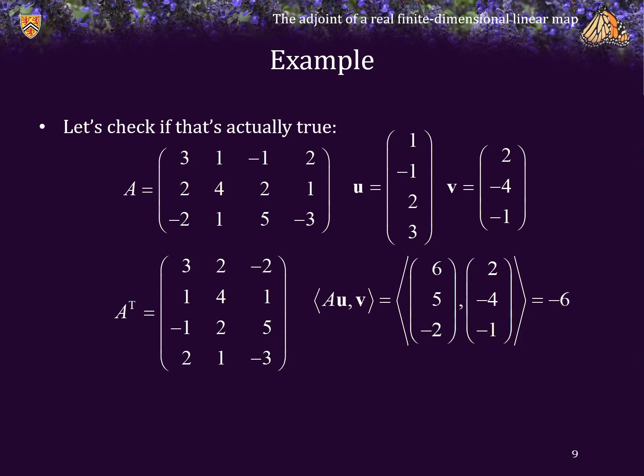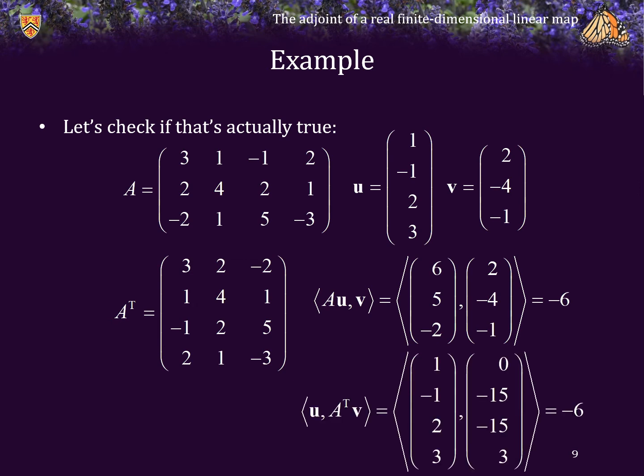Now, if we calculate it, we see that A times U is the vector 6, 5, negative 2, and the inner product of this is 12 minus 20 plus 2, which is negative 6. On the other hand, A transpose times V is the vector 0, negative 15, 3. And the inner product of U and A transpose times V is 0 plus 16 minus 30 plus 9, which is again equal to negative 6.